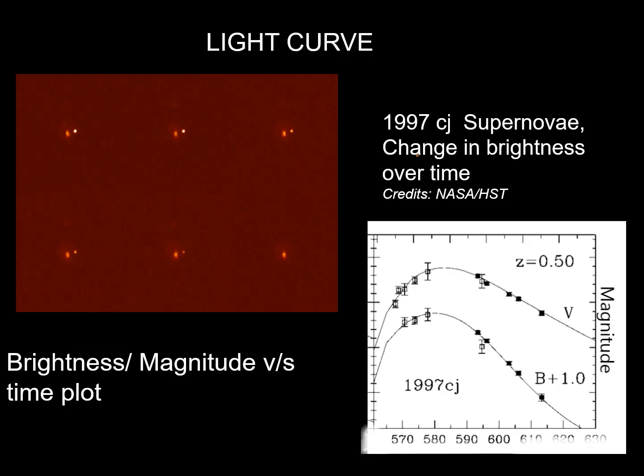The corresponding plot shows the light curve of the same supernova in two different wavelength filters, and we can see how this change occurs in the supernova. In the initial period there is a change of about 3 magnitudes in 15 days, and then it reaches a maximum. After that it starts declining at a rate of almost 0.11 magnitude per day.